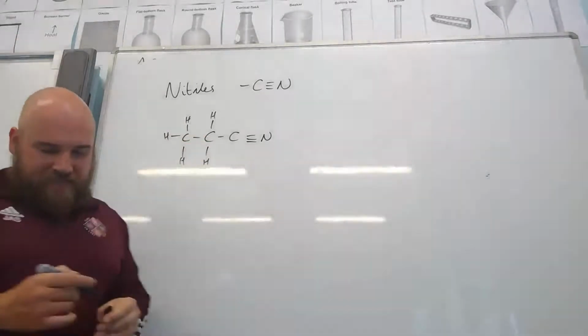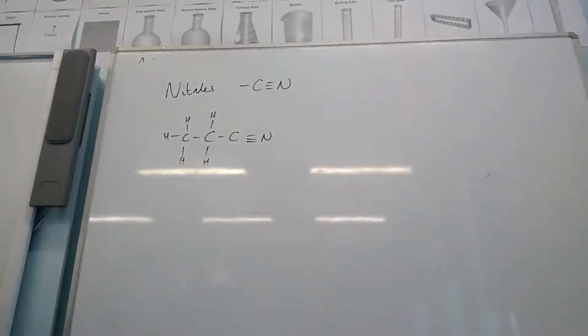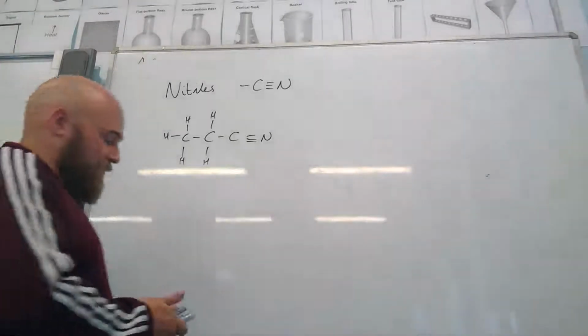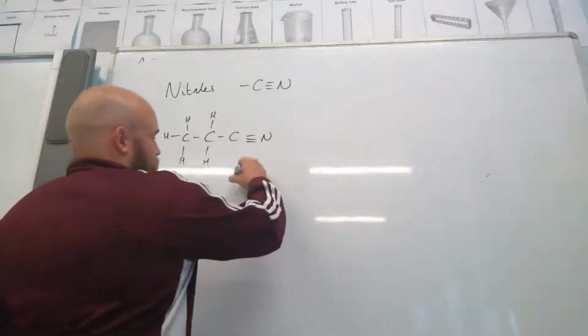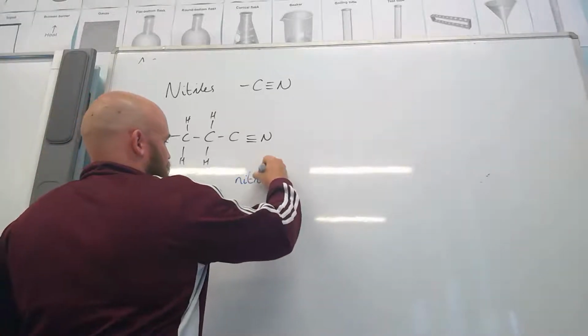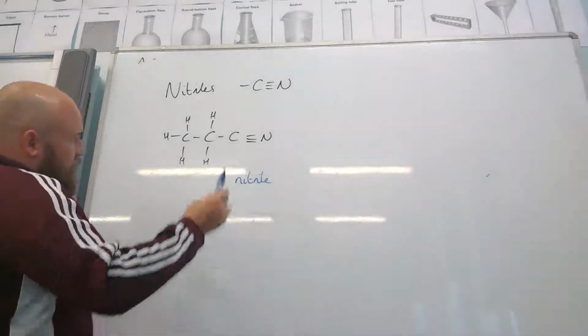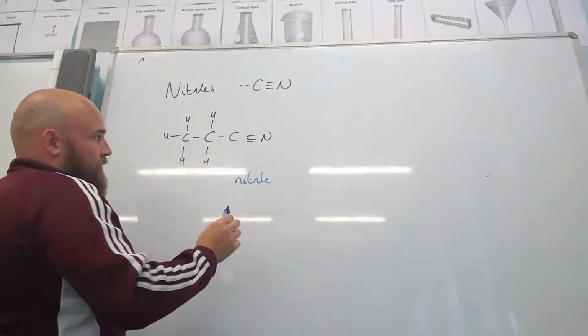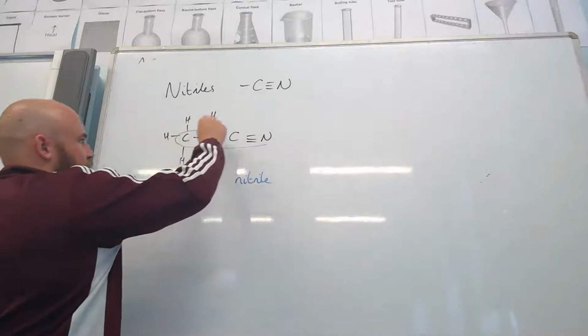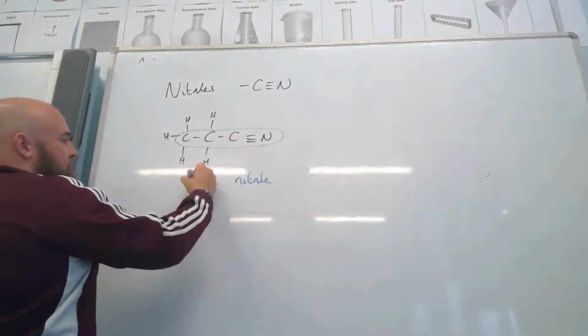Well, the suffix for a nitrile, so the last part of the name, if you like, is, nice and easily, nitrile. And then you just have to identify how many carbons there were. So how many carbons in the main chain with the functional group? There are 3.